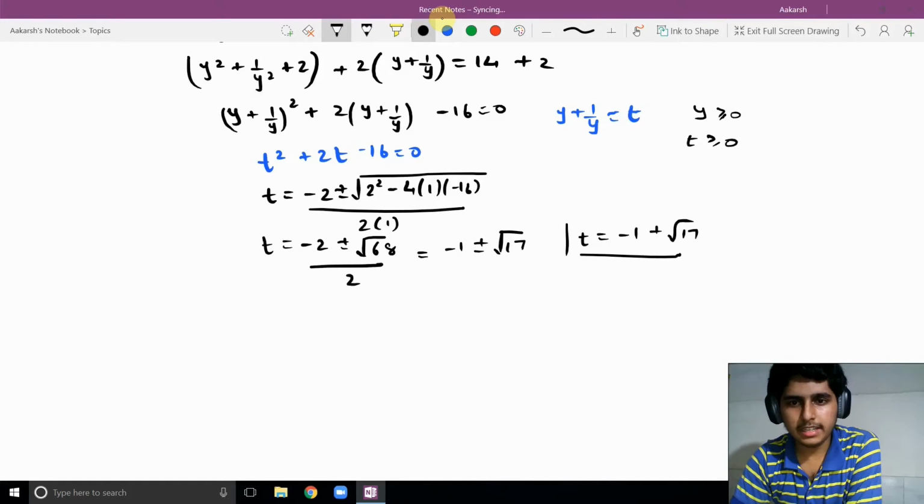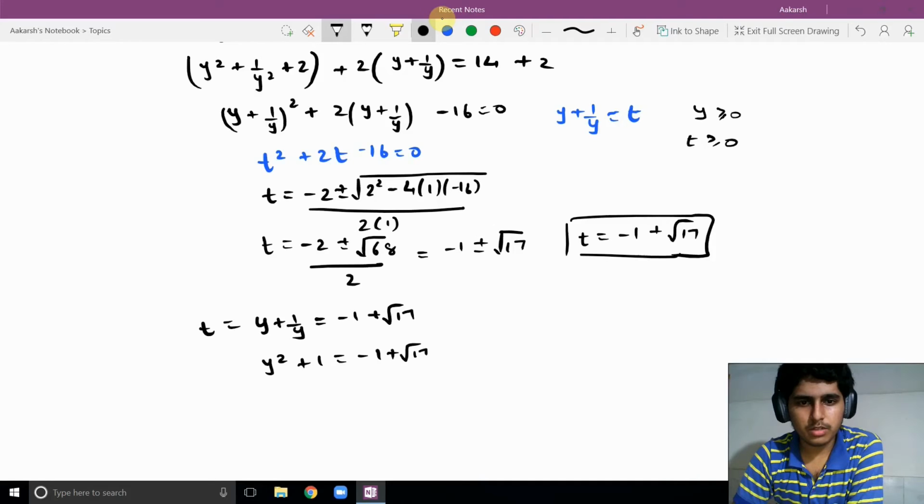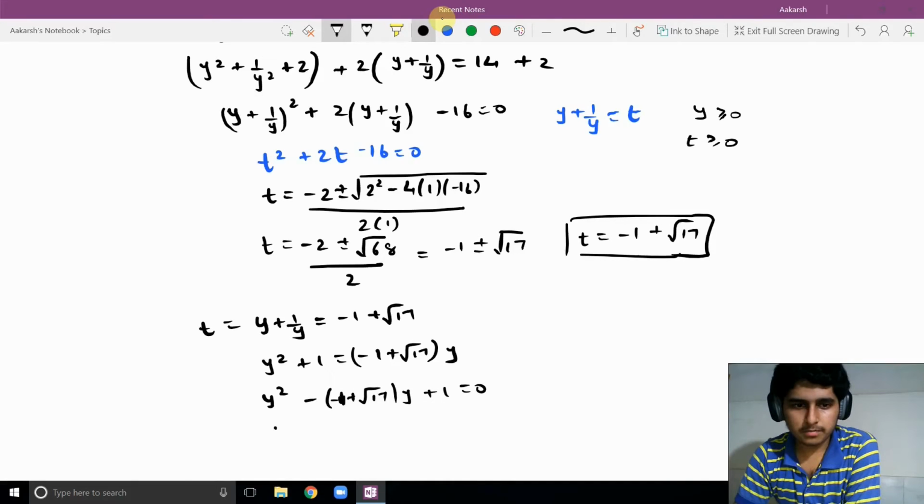This is my t. Now don't forget what I had assumed. I had t is y plus 1 by y. My t is nothing but y plus 1 by y. This is minus 1 plus square root 17. Now I will multiply throughout by y. I get a quadratic in y. So y square plus 1 equals minus 1 plus square root 17 times y. I take everything on one side. Again I use the quadratic formula.